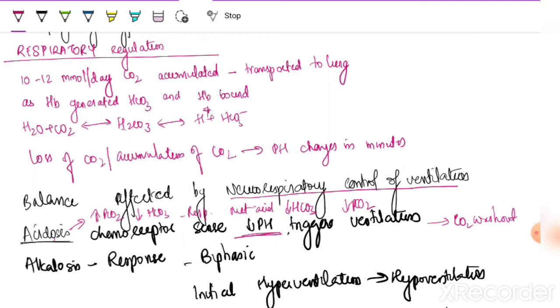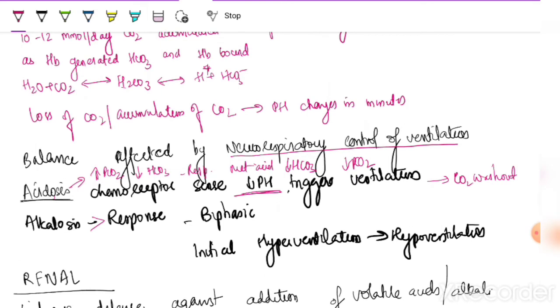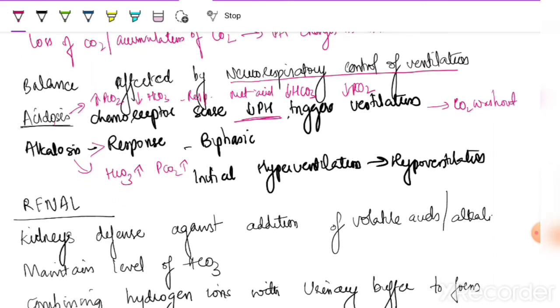Now in alkalosis, the response is biphasic. Initially there will be an episode of hyperventilation, which is followed by hypoventilation. So in metabolic alkalosis, where HCO3 is increased, initially there will be hyperventilation followed by hypoventilation.